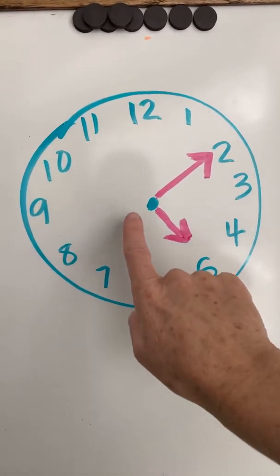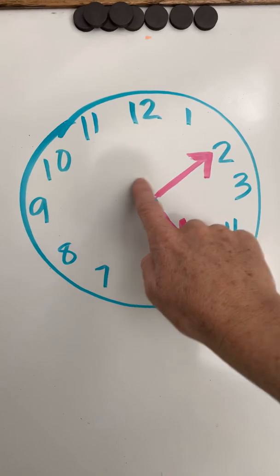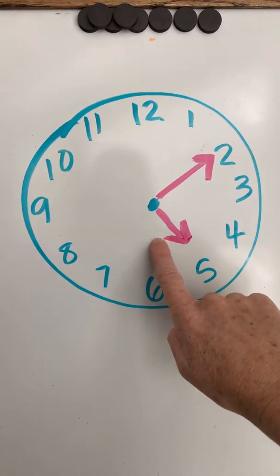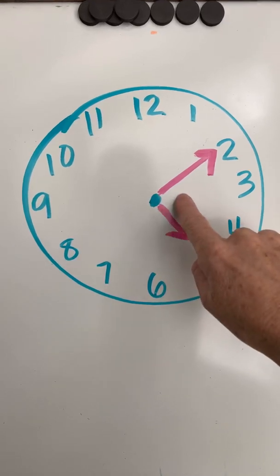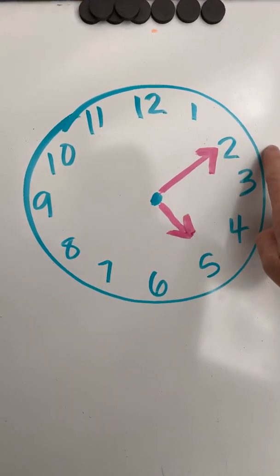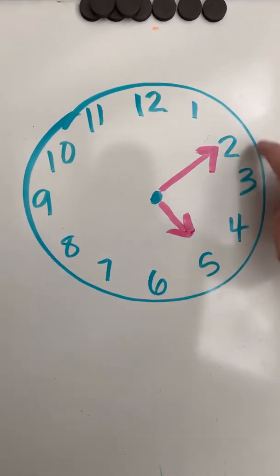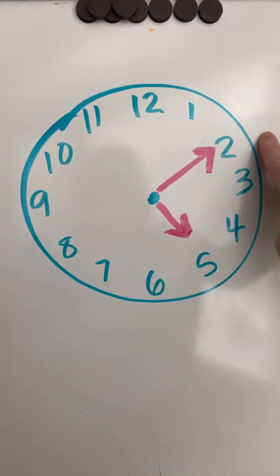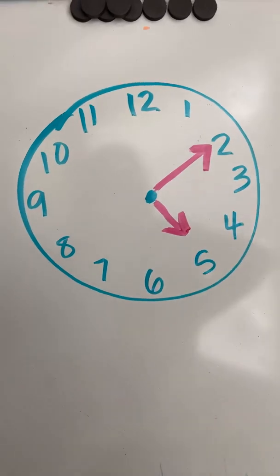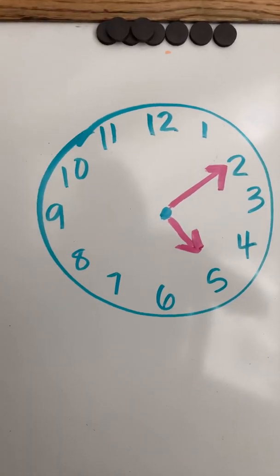Okay, on here I've got a shorthand and I've got a longhand. The shorthand is always going to be to the hour. So this hour is 5, and then the minute hand is to the 2. But our time is not going to be 5, 2. We have to think about, when we count by 5s, what number would be where the 2 is, and that would be 10. So our time is 5:10, okay?